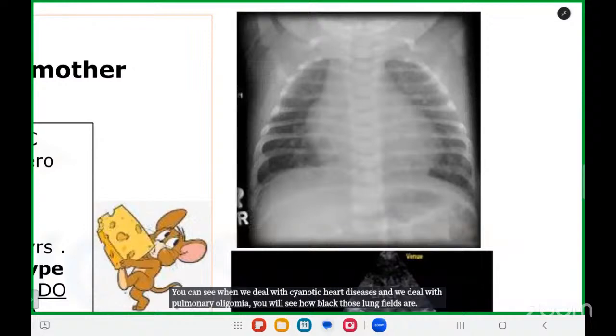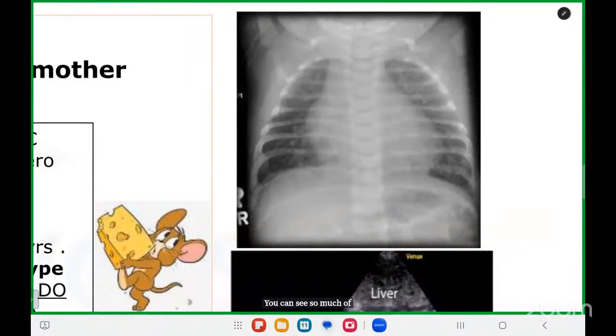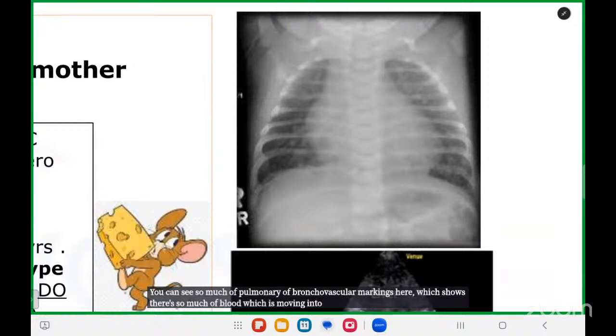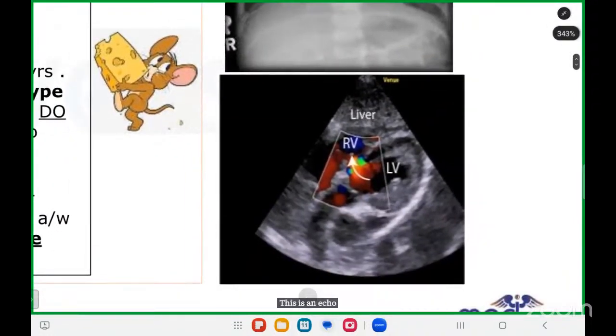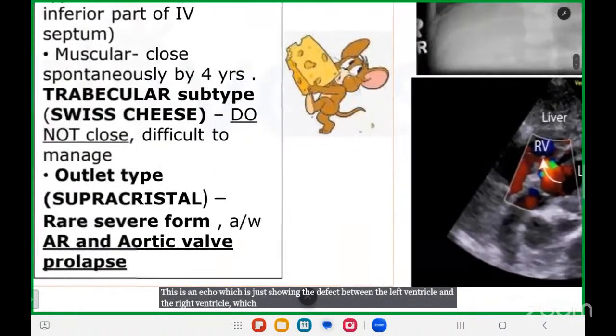You can see so much of bronchovascular markings here, which shows there's so much blood moving into the pulmonary circulation, and thus that blood is getting back into the left side of the heart and causing those left-sided chamber enlargements. This is an echo, which is just showing the defect between the left ventricle and the right ventricle, which most commonly is nothing but a ventricular septal defect.